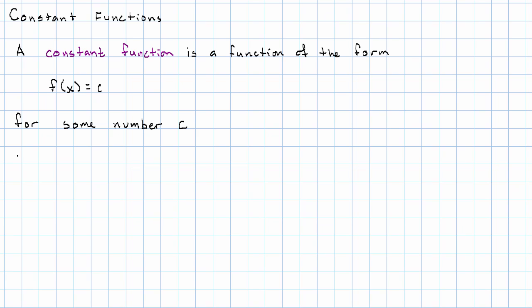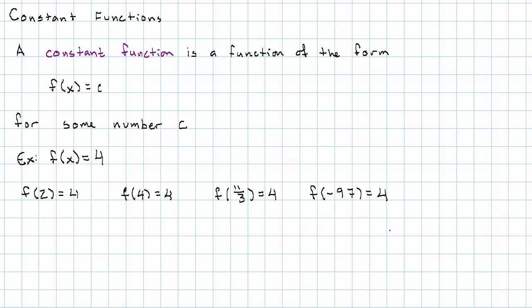So for example, we might have f of x equals 4. If we go to evaluate that function, whatever input we give it, the output is 4. So f of 2 is 4, f of 4 is 4, f of 11/3 is 4, f of -97 is 4. Whatever input we give, the output is just 4. These functions are really kind of boring by themselves, but they do occasionally turn up.